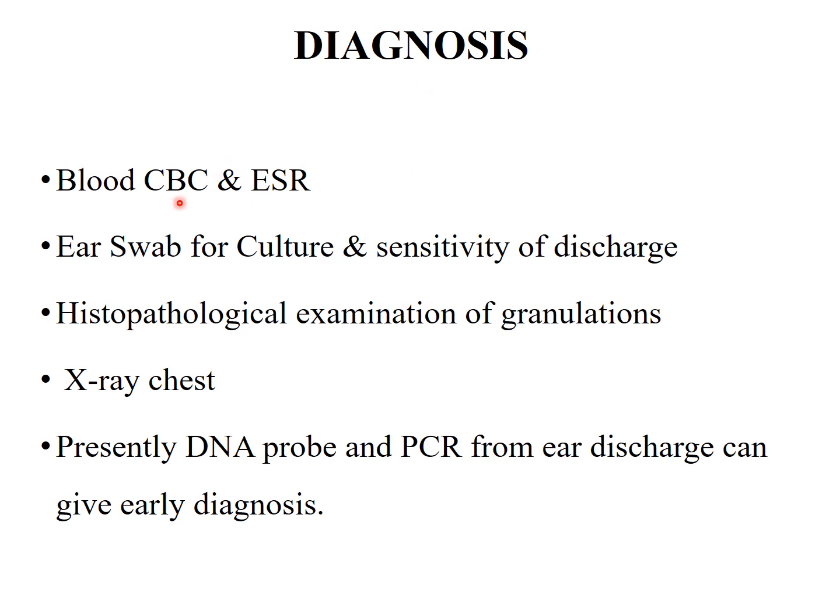Diagnosis. Blood CBC and ESR, a raised ESR will give suspicion. Then ear swab for culture and sensitivity of the discharge needs to be done to check for the tubercle bacilli. Histopathological examination of the granulations. X-ray chest, as it is usually secondary to pulmonary TB. And presently, DNA probe and PCR from the ear discharge can give early diagnosis.